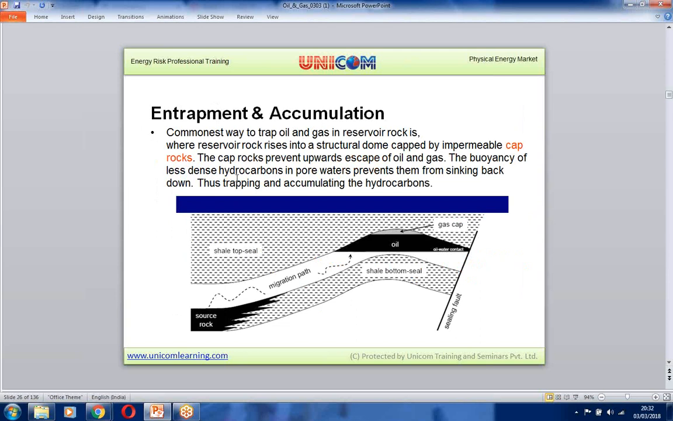Here we are again showing how oil and gas migrate from the source rock. They follow a migration path, and here they get trapped. There's a bottom seal here and a top seal here, which does not allow the oil and gas to go away from this place. This is the ideal location for oil and gas resources to be found.